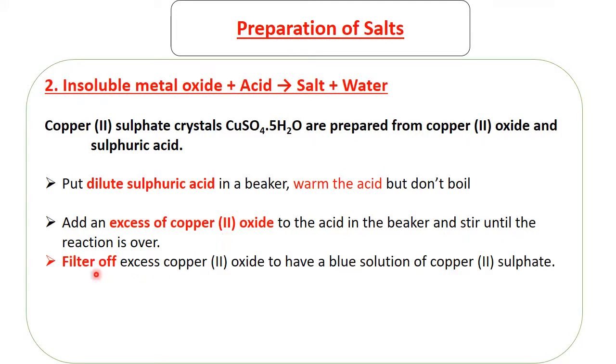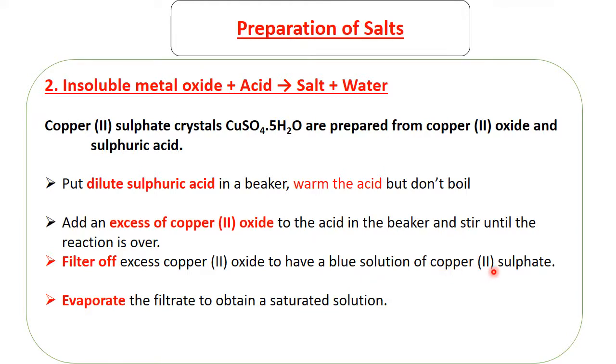Then you have to filter off the excess copper(II) oxide. So what you're going to remain with is a blue solution of copper(II) sulfate, the copper(II) sulfate being what we're looking for. And this excess copper(II) oxide is the one we're adding just to make sure that all the acid is used up.